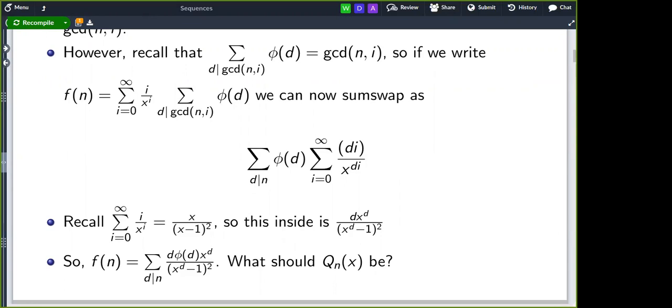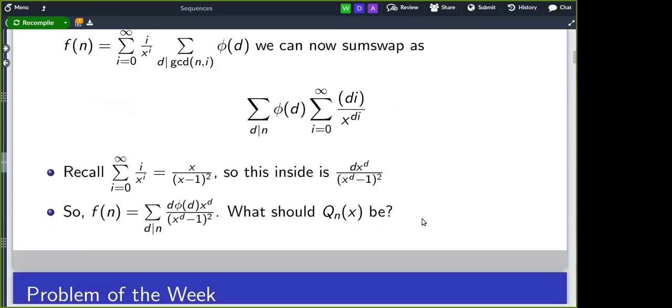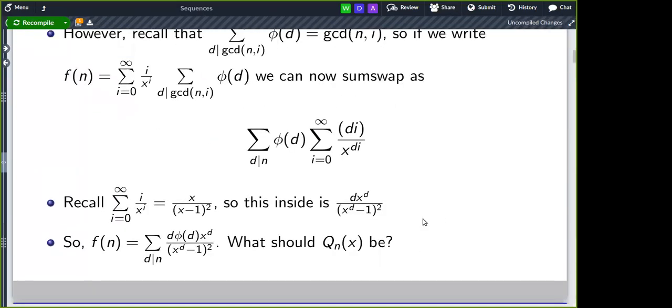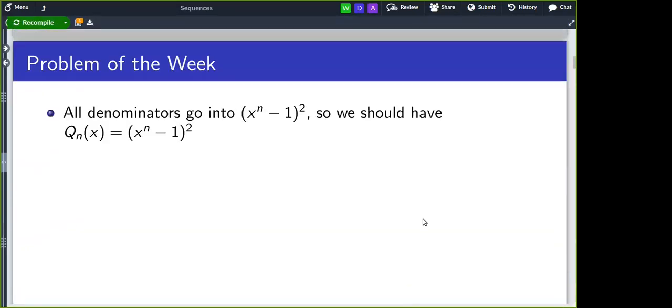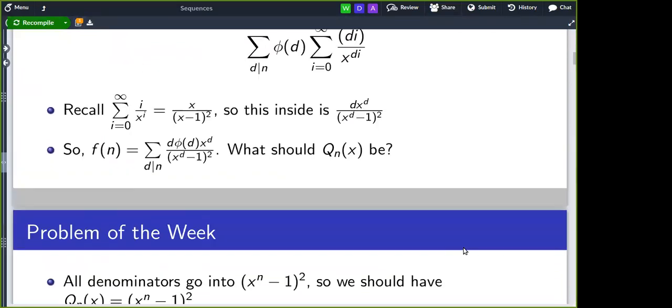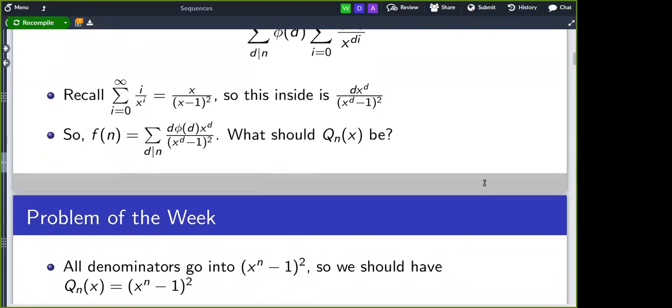Okay, something you can notice is that if d is equal to n, the denominator is going to be x to the n minus 1 all squared. But then if you plug in any d that divides n, we know that x to the d minus 1 divides x to the n minus 1. So x to the d minus 1 squared divides x to the n minus 1 squared. So our common denominator should just be x to the n minus 1 all squared on the next slide. Does that make sense? This is just trying to find a common denominator.